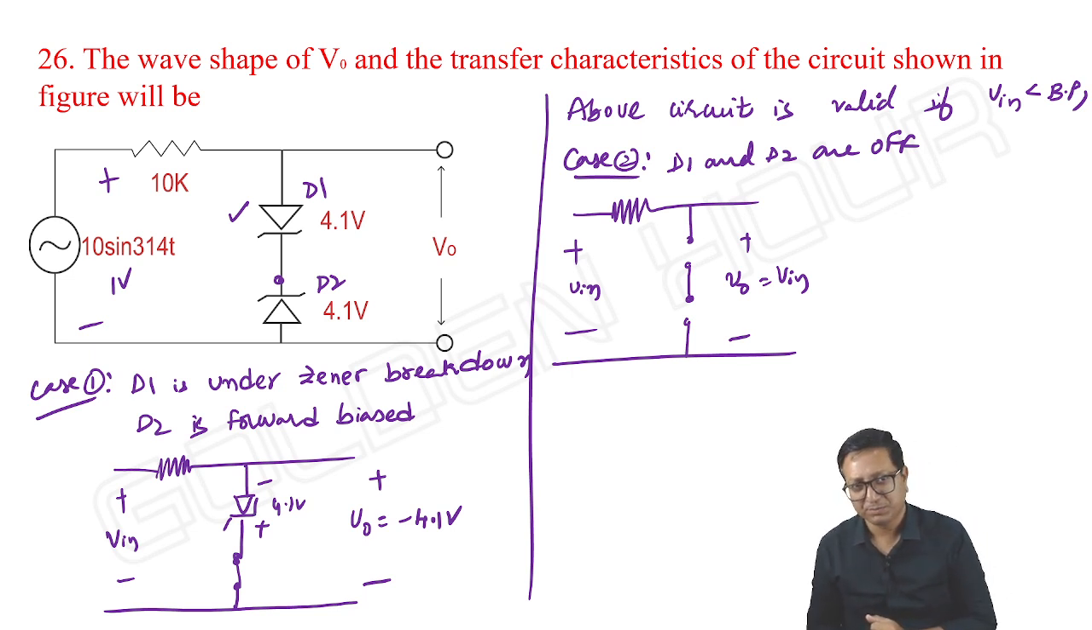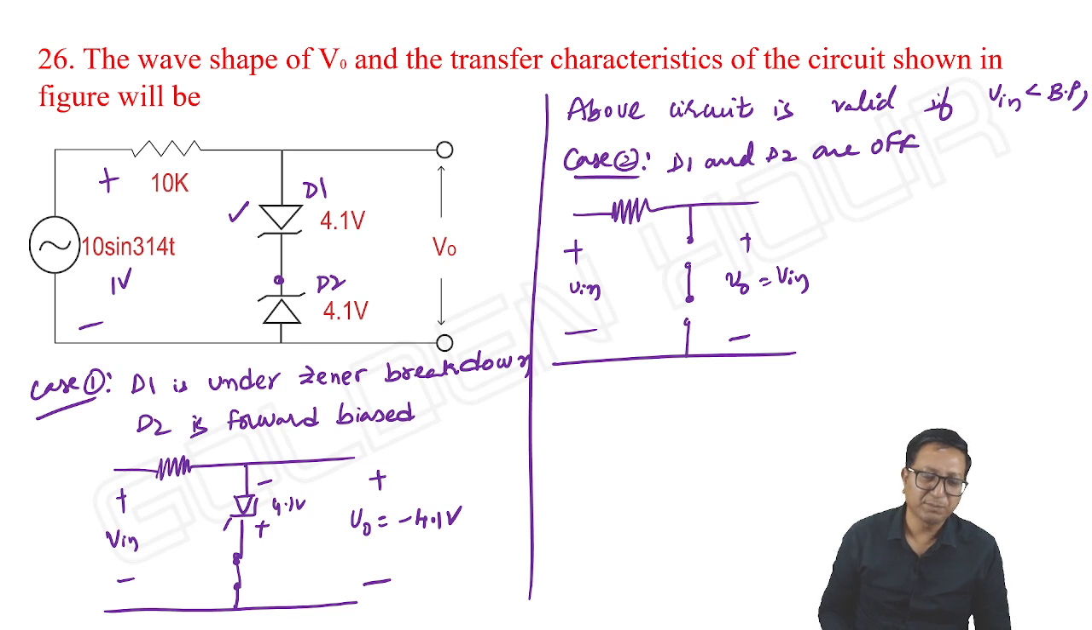Input is positive. Even though input is positive, D1 is ready to conduct. As D2 is under reverse bias condition, D1 cannot conduct. Okay, positive 1 volt, positive 2 volts, the same story. Positive 3 volts, same story. Positive 4 volts, the same story. Up to what value? 4.1.